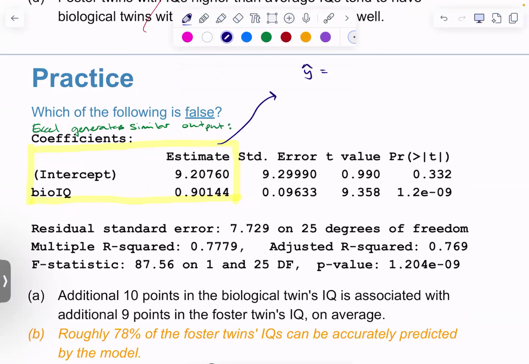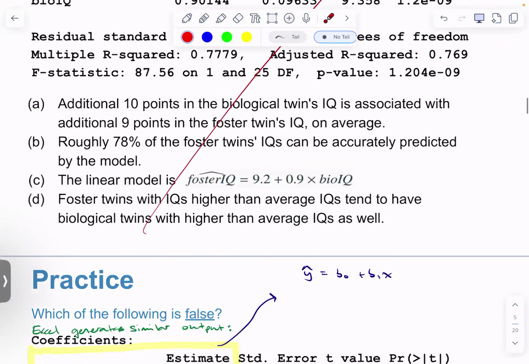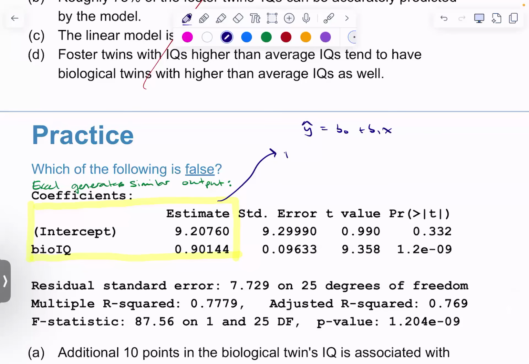in general, y hat is b naught plus b1 times x. Y hat from up here is the predicted Foster IQ, right? Because that's on our y-axis. And so this would be the Foster IQ hat, the predicted Foster IQ. The intercept, we're told, is 9.20760, so we don't have to actually calculate it. That's nice. 9.20760.